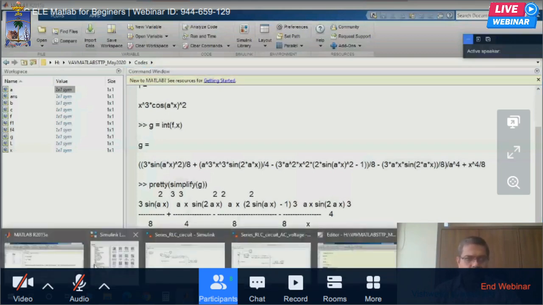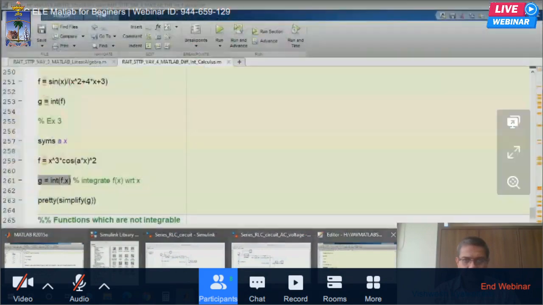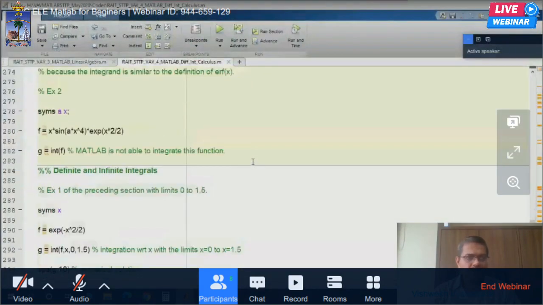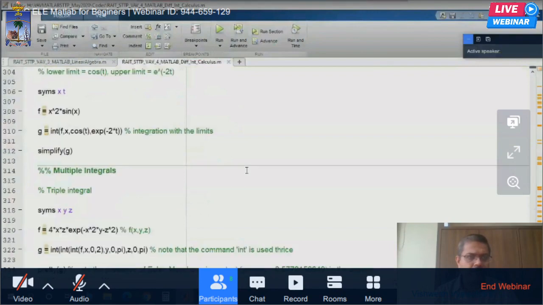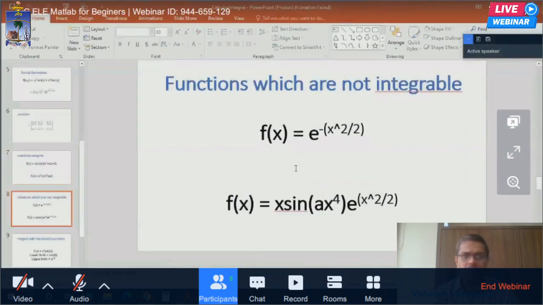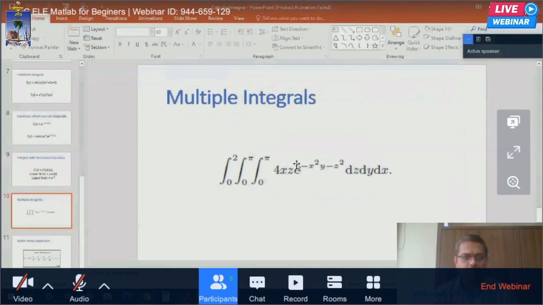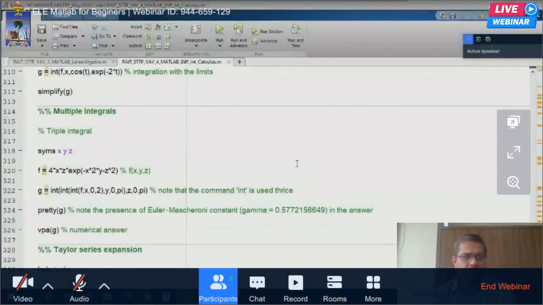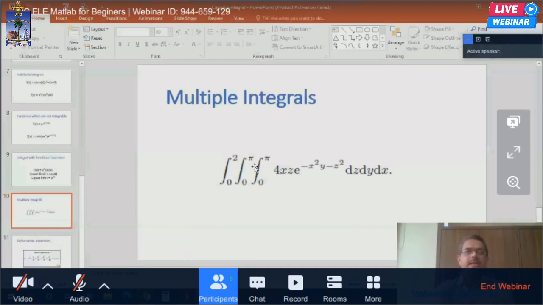Next we move ahead to functions which are not integrable. Definite integrals we will not go into. Multiple integrals we can see. So this is the multiple integral that we want to see. Now I want to evaluate this multiple integral. I hope it is visible. So 4xz into e to the power minus x square minus y minus z square dz dy dx, and each variable has got the limits.